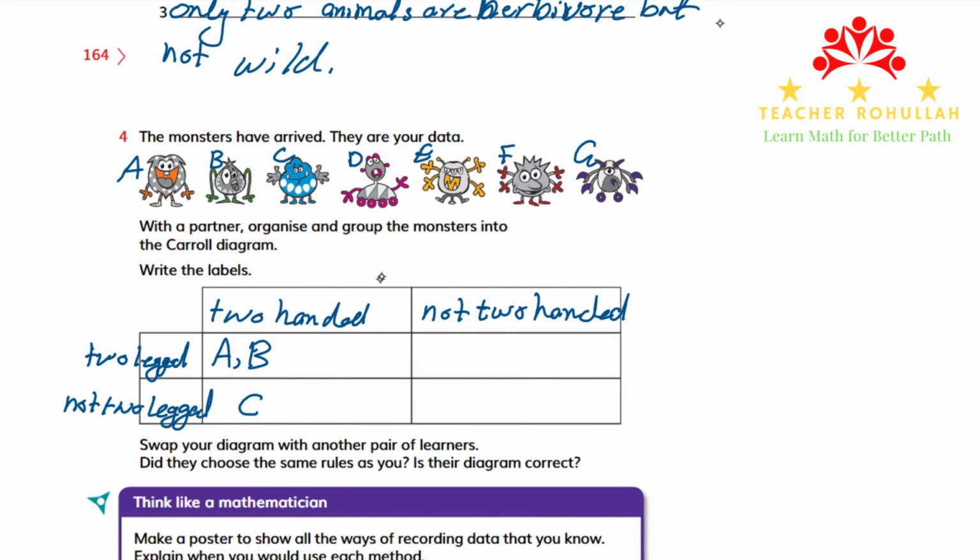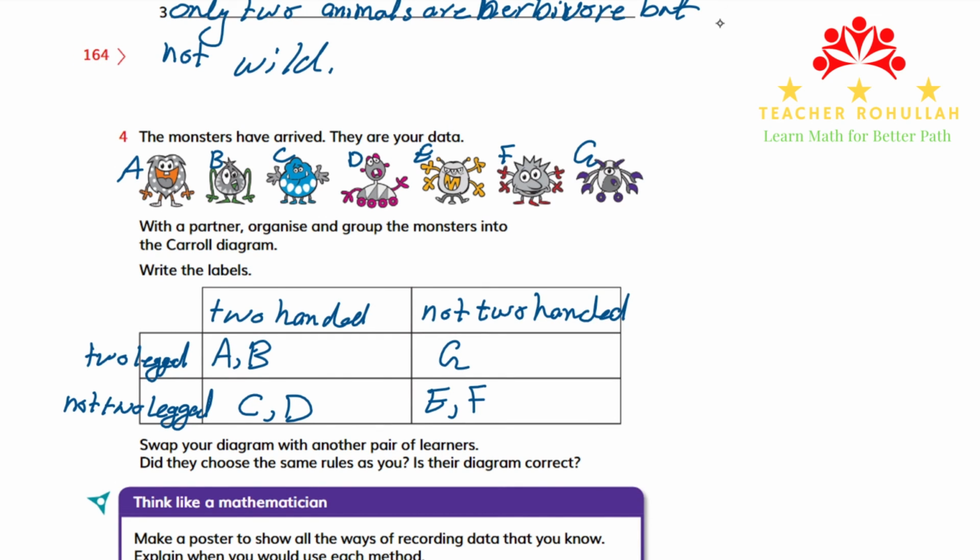C is also done. How about D? D is also two-handed but not two-legged. So D is also coming here. How about E? E is not two-handed and not two-legged. So E is coming over here. And F is also not two-handed and not two-legged. So F is also coming here. And finally, we have G. G is two-legged but not two-handed. So it comes over here.